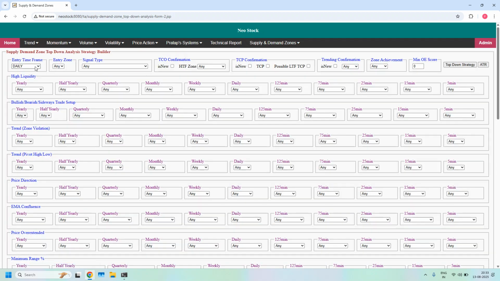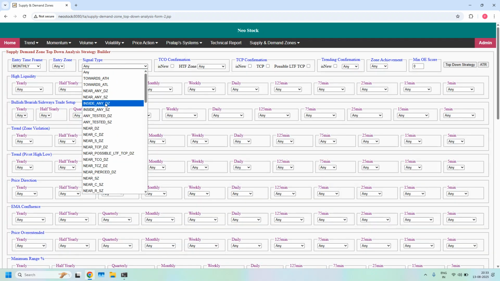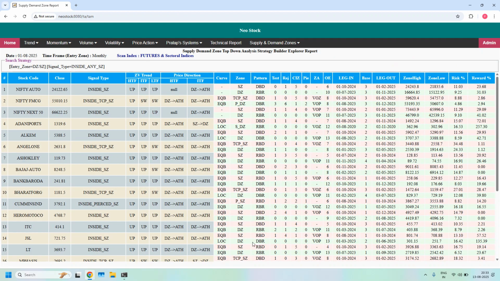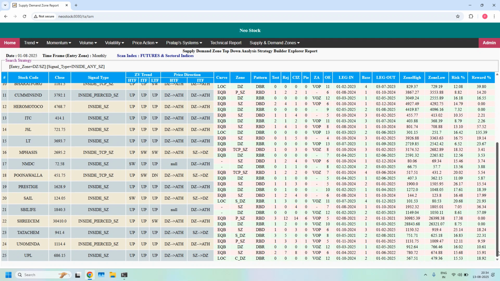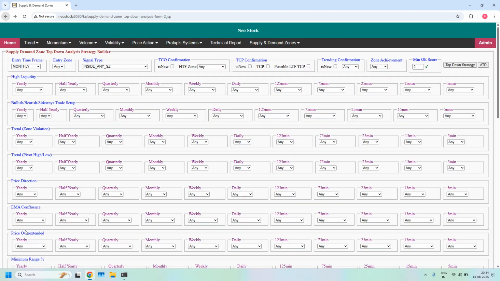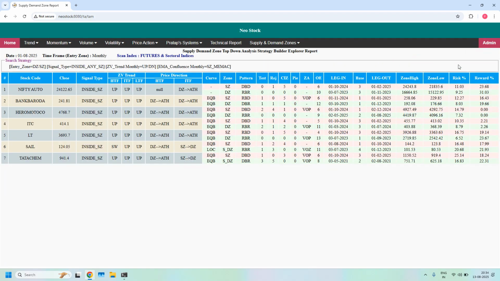Okay, next price closed inside the monthly supply zone. First 15 stocks in the list. Scrolling the list down. 25 stocks we got. Further filter with EMA confluence on monthly supply zone. Trend on the monthly should not be sideways. We got 7 stocks.